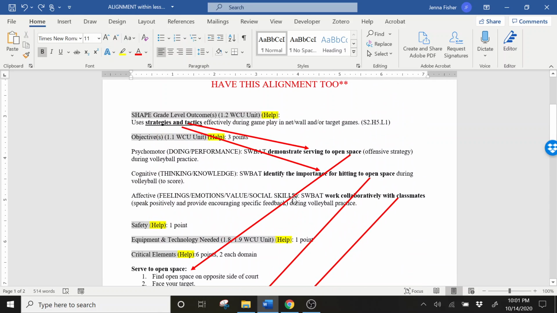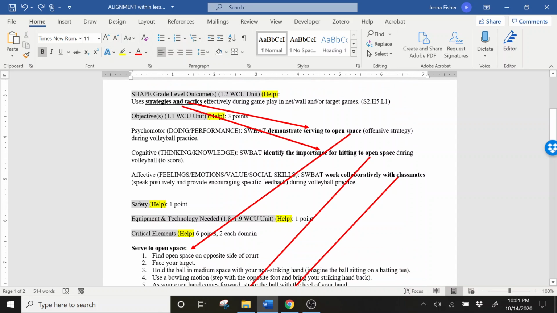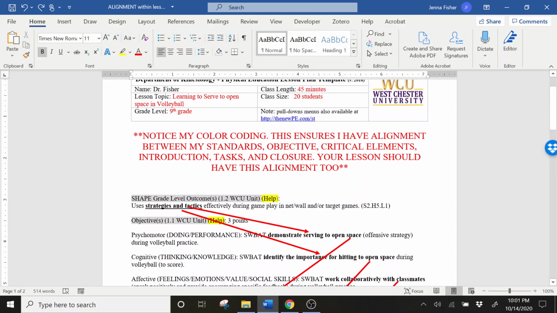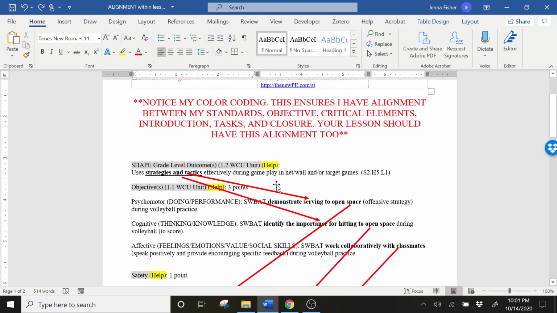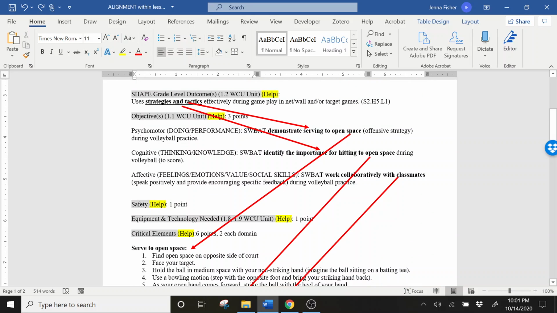Okay, so that's the alignment that I'm talking about, and I really want you to make sure that you have this before you turn in your lesson plan. Also, make sure that everything on your lesson plan is relating only to the skill of serving to open space in volleyball, and that you're not teaching any other skills or anything else in your lesson plan. I shouldn't see anything else besides volleyball related activities and skills in your lesson plan.